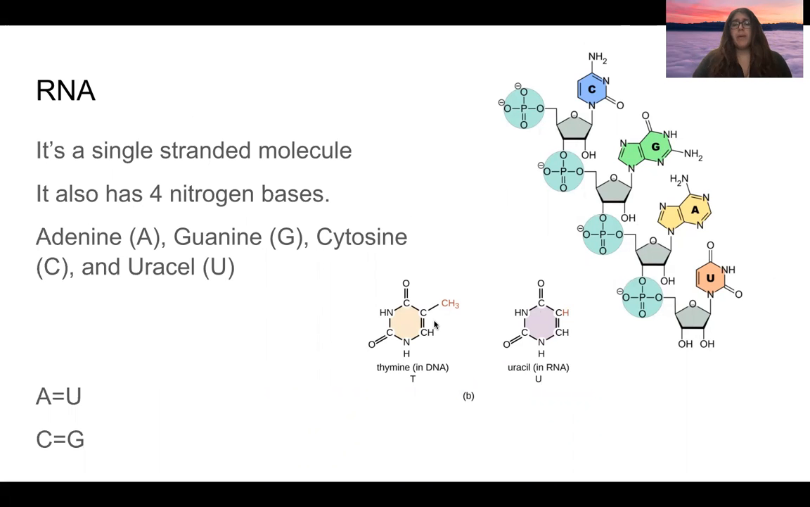So we compare our RNA to DNA. RNA does not have thymine, which DNA has, but instead it has a base called uracil. Because uracil replaces thymine, A and U are base pairs. In DNA, A and T are base pairs, but in RNA, A and U are base pairs, and C and G will always pair up together. So there's our single-stranded molecule.